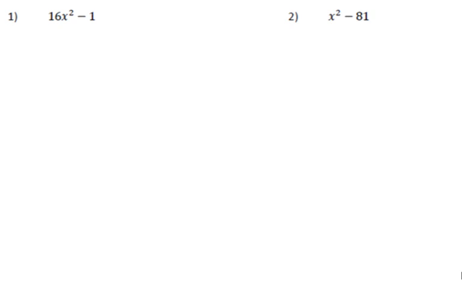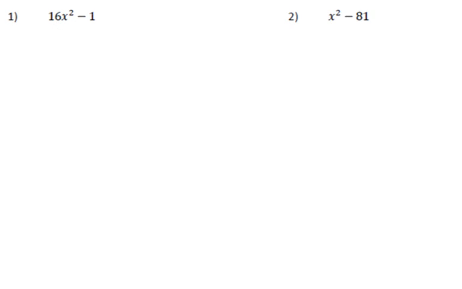I want to show you how to factor something that's called the difference of two squares. So we can see here that we have a polynomial, it's a binomial, it has two terms. The first term is 16x squared, the second term is 1. And if you remember, 16 and 1, those are both perfect squares.